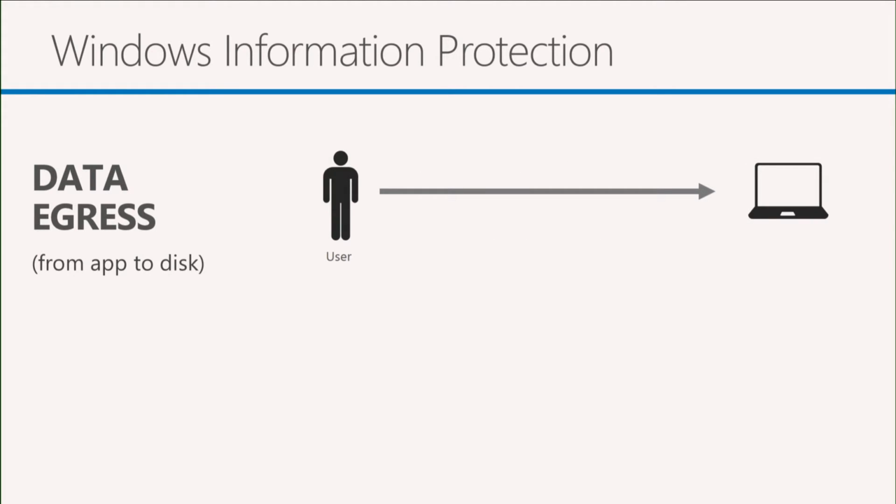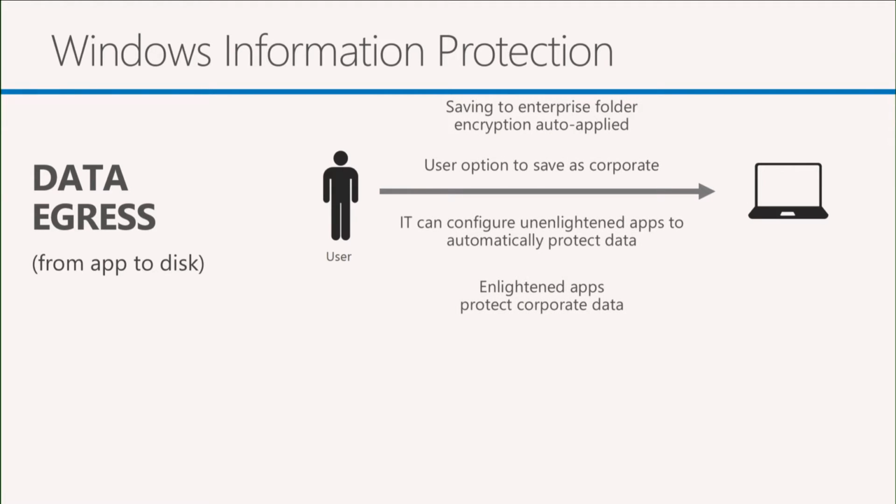When data leaves your application, goes from app to disk, there are several ways it can be protected. The first is to save it to an enterprise folder, like OneDrive for Business. Anything you drop into an enterprise protected folder automatically gets encrypted. The user can also save new data in an enlightened application as corporate data. Or the IT pro could have configured some applications, like my threat modeling tool, a line of business app that only handles enterprise data. It will automatically encrypt all the data that it touches. And finally, your enlightened app can protect data based on the context, like Word does.